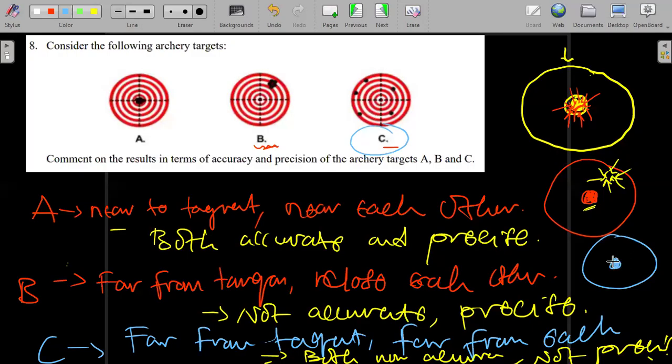And then in the third scenario here on C, this is the target here, and you start throwing those darts. Some of them can go there, some can be there, some can be there. So what we see here is that, first of all, these darts are far away from the target in blue, and they are also far away from each other. So we are going to say they're not accurate, they're not precise.